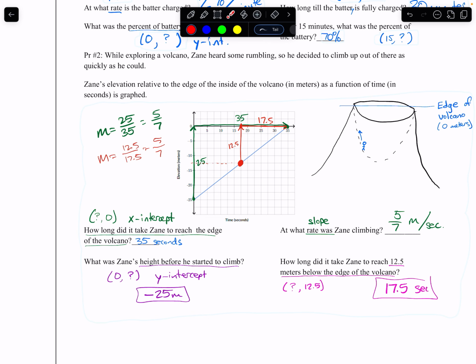So for the slope one, I chose to draw this big blue slope triangle because I could deal with whole numbers, 25 over 35. If you saw this lattice point, that works too. Just be careful and make sure you know what the rise over run is. It would be 12.5 over 17.5. Either way, if you reduce it, you'll get a slope of 5/7.